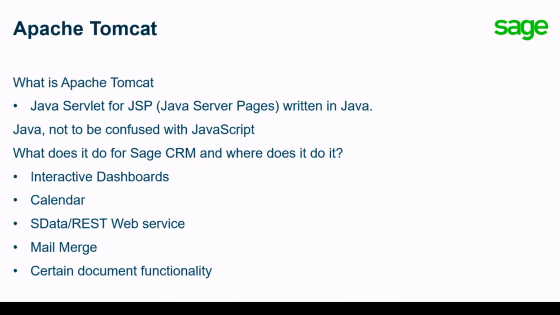Okay? Java should not be confused with JavaScript, as JavaScript is a scripting language that you use in the front end of browsers for interactivity, and Java is a compiled language. Okay, so what does this Apache Tomcat do for us? Well, there's a couple of features that are dependent on it in Sage CRM, like the interactive dashboards, the calendar, S-Data or the REST web service, mail merge, as well as certain document functionality, like uploading of documents.